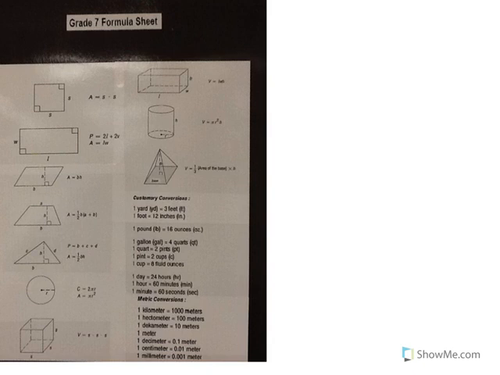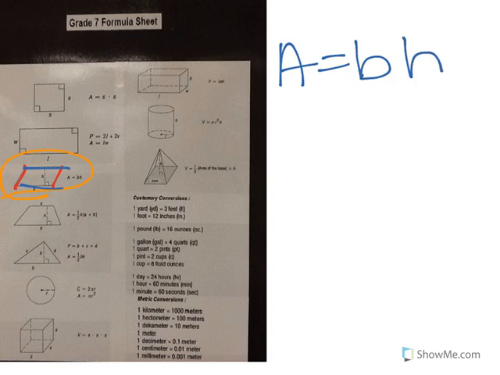Alright, let's take a look at the third shape down. That is a parallelogram, and a parallelogram is defined by two sets of parallel sides. So we have a pair here, and then we have a pair here. And the formula is area equals base times the height.